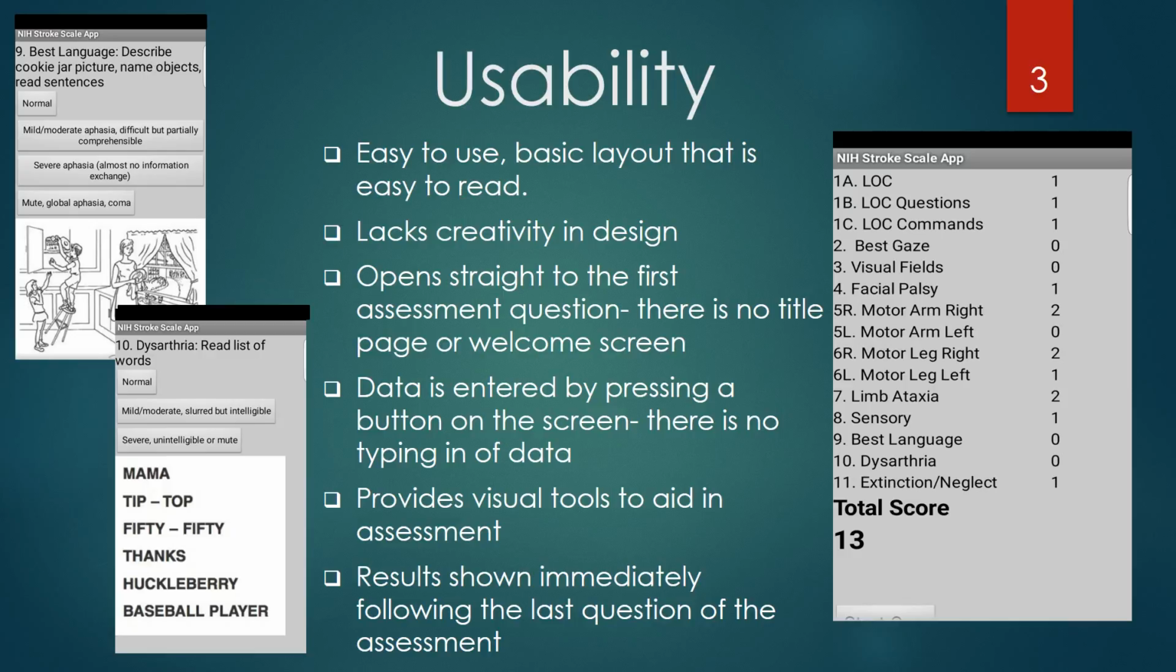Results are shown immediately after the last question in the assessment. It displays each segment of the assessment with the correlating score the patient received. At the bottom of the results page, it shows the overall total the patient scored, thus producing the patient's NIH Stroke Scale score.